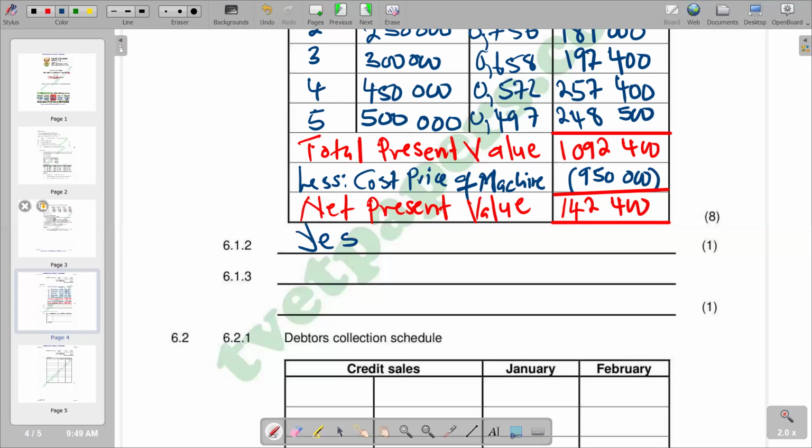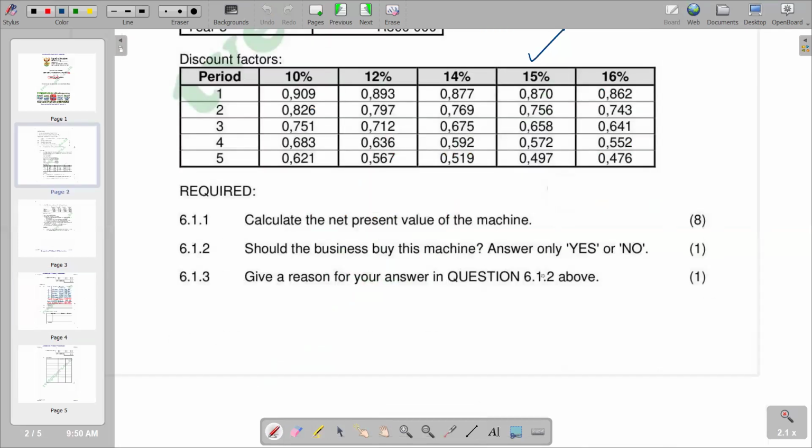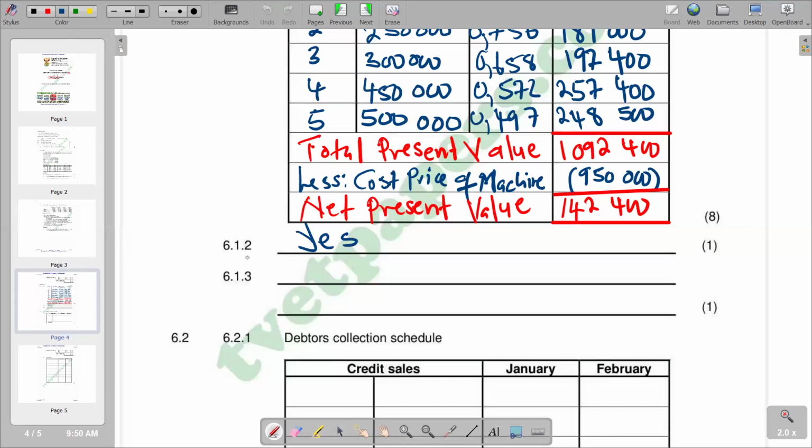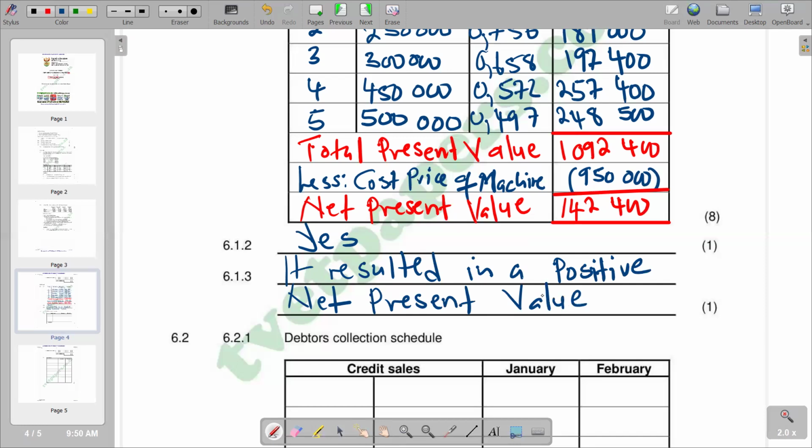Then we move on to the next part of the question, which is saying give a reason for your answer in question 6.1.2 above. Of course, it's because it has a positive net present value. Yeah, it resulted in the positive net present value. So that's what we have on that part.